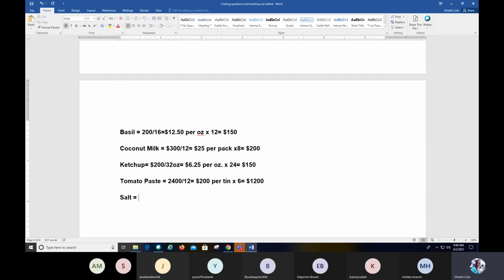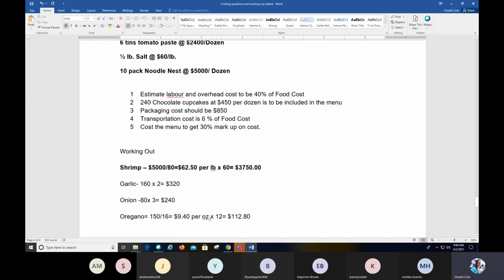So it is 60, and the decimal is 0.5. So it must be 60 times 0.5, and that gives us what? 30. So the salt is worked out. Simple, simple.